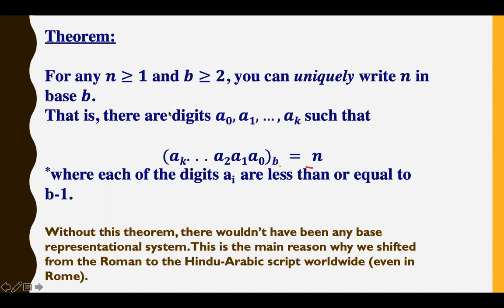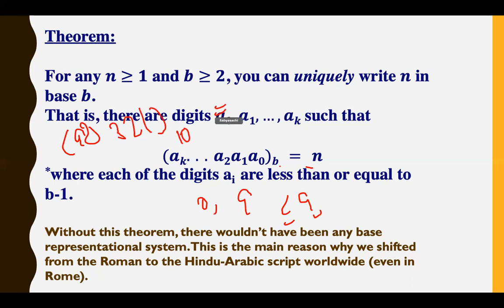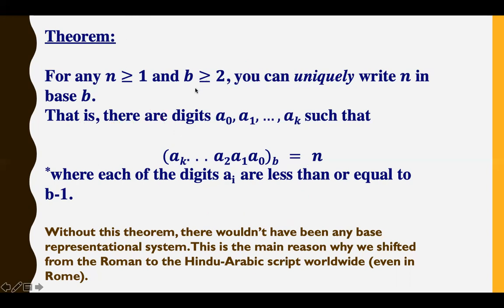For example, let's take base 10. Here ai belongs to 0 to 9, which is less than or equal to b minus 1, which is 9. So it can be written as certain digits, say 9, 8, 3, 1 in base 10, and this is equal to n. And b has to be at least 2, where 2 means a binary number. It just says that any number can be represented in any base greater than or equal to 2. So any number in base 10 can be represented in any other base.